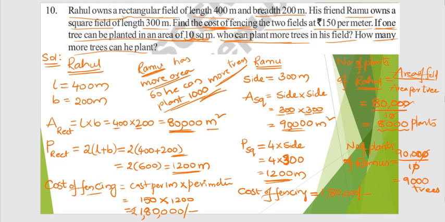So this is all about the perimeters and areas of a rectangle as well as a square. We are having a few more questions related to them, so we are going to discuss them in the next part.